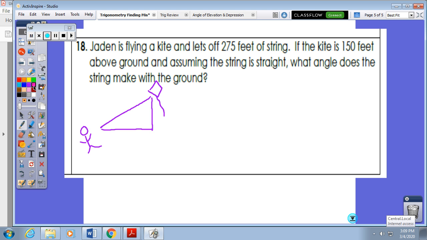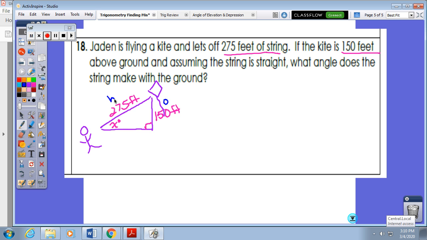Okay. Here is our right angle. It says that the kite's 150 feet above the ground. So this would be this here. And he lets off 275 feet of string. This is what angle does the string make with the ground. So we're looking for this angle measure right here.